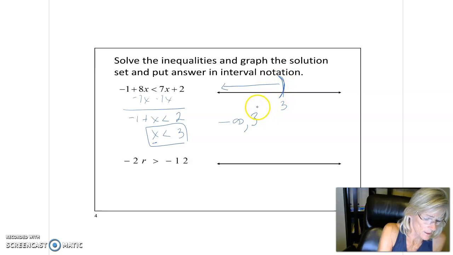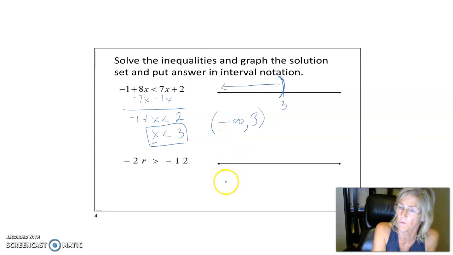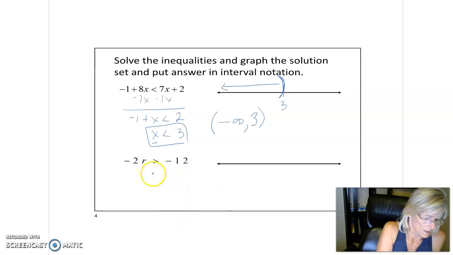This has a parenthesis, so I use that. That tells me that the 3 is not included. And anytime we use negative infinity or positive infinity, it's always a parenthesis. Okay, let's look at the next one.